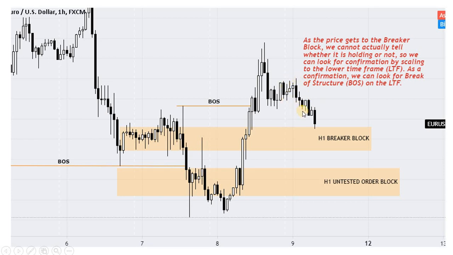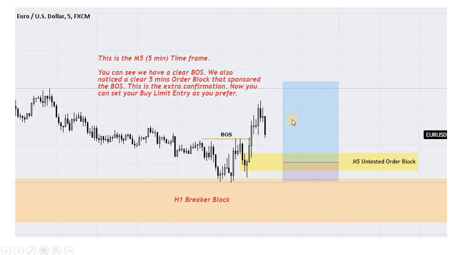So just take note of this portion. That is what we are going to show in the next slide. So that's this portion, and this is the 5 minutes time frame. You can see we have a clear break of structure.